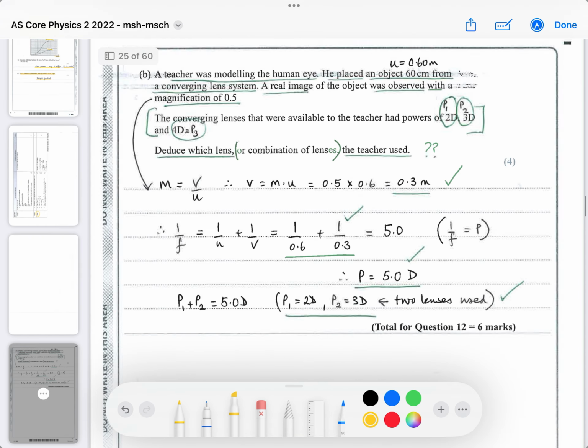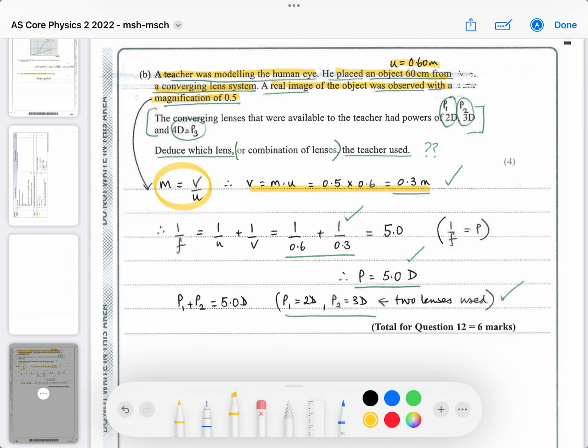So this is the part B. The teacher was modelling the human eye. He placed an object 60 centimetres, 0.60 metres, from a converging lens system. A real image was observed, and the magnification was 0.5. So once we know the 0.5 magnification and we know U, we can work out V. And if you work out V properly, you'll see it's 0.3 metres. Keep both distances in SI units.